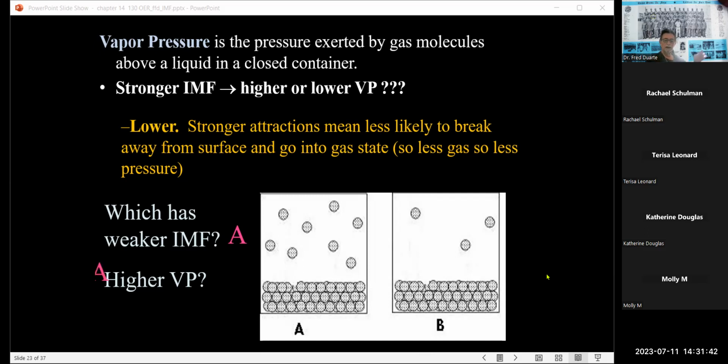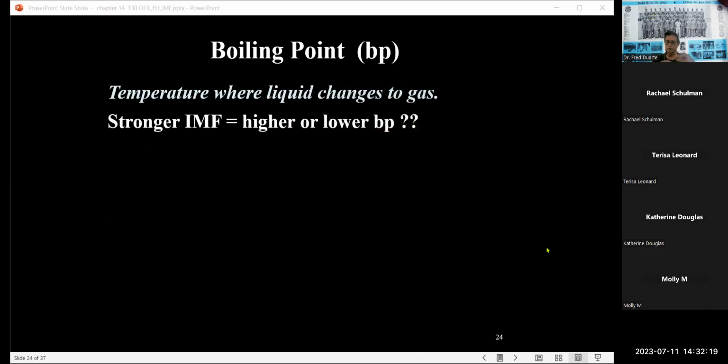And because of that, A would have a higher vapor pressure because there are more gas molecules for A than for B. Does everybody see that? So again, that suggests that the intermolecular force for A must be weaker when we compare it to B. We haven't assigned anything yet. We're just doing some relative examples here to give you an example of high IMF and low IMF related to physical properties.